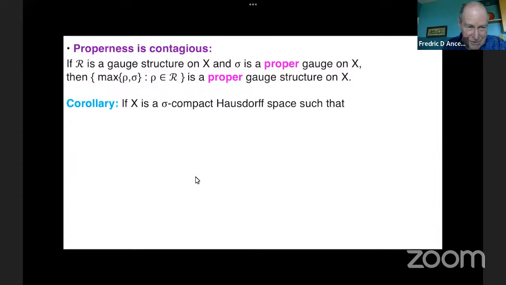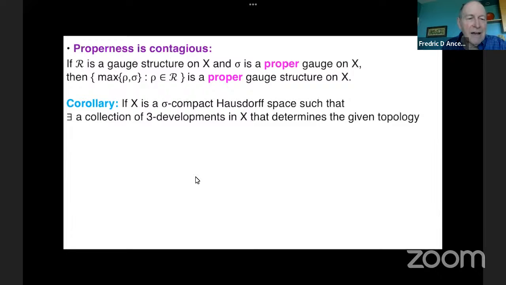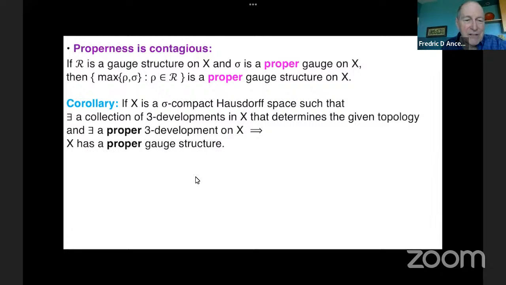So I get this corollary: X is a sigma compact Hausdorff space, and I have a collection of 3 developments that determine its topology, and I also have one proper development. All I need is one. Then using the technique I described and this contagiousness property, I get that X has a proper gauge structure. So things fit together fairly conveniently.